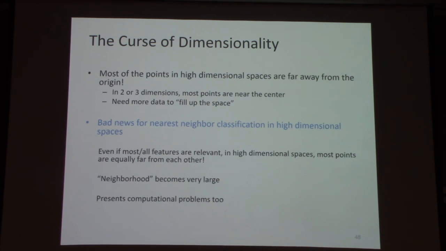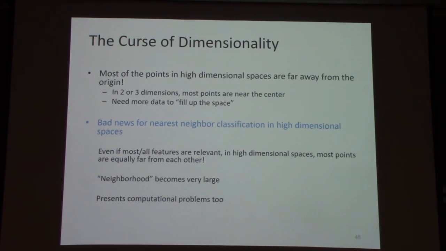So let me just wind up and talk about the curse of dimensionality. From a mathematical perspective, most of the points in high dimensional spaces lie far away from the origin. In 2-dimensional spaces, on the other hand, most of the points actually lie close to the origin, because you could see in that picture, most of the circle was close to the origin, the white region. Which means that you need more and more data to fill up the space, which is actually very bad news for nearest neighbors classification in high dimensions, because the idea of a neighborhood is kind of messed up.